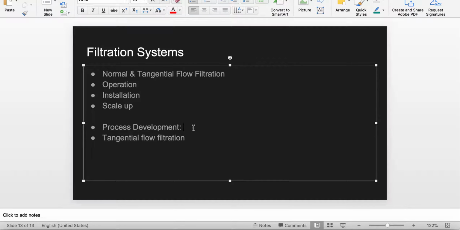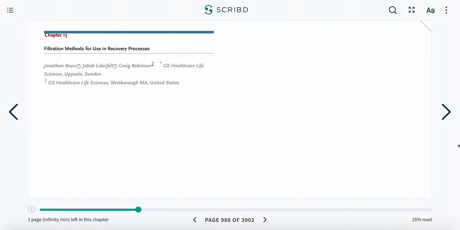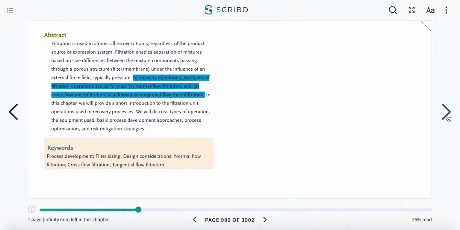There are two types of process development: constant pressure and constant volume. We're gonna go through both of them, where they're exactly used, and also scale up is pretty important. A lot of people ask about scale up. So for tangential flow filtration, I have this book open and it's a pretty good book, so we're just gonna dive into it.